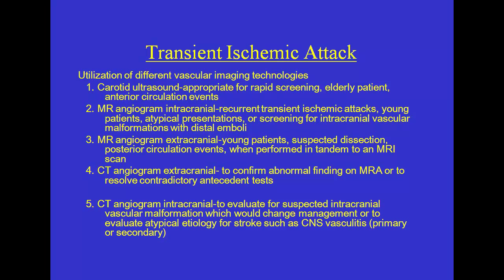MR angiogram intracranial. It shouldn't be used that much, really. I mean, use it to look for aneurysms, but here are some of the cases where you would look at it. If a person has recurrent transient ischemic attacks, so stuttering TIAs. A young patient where you're looking for the more atypical etiologies, the CNS vasculitis, the intracranial atherosclerosis. Patients who have atypical presentations. So sometimes, people have these weird circulations where the whole hemisphere is collateralized. There's like a black distal carotid and you're collateralizing from the other side, and that's an important thing to know.